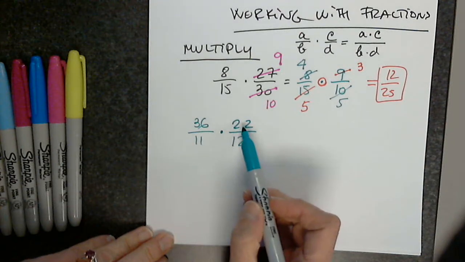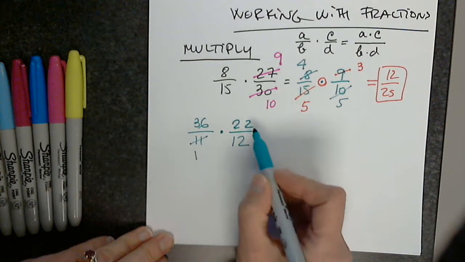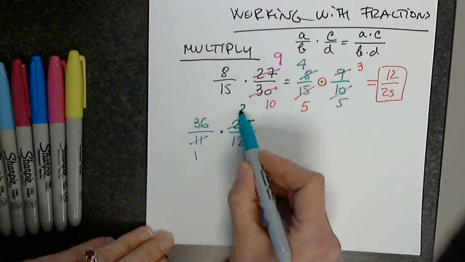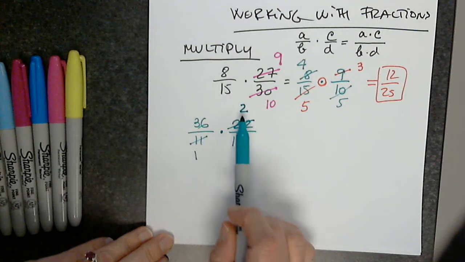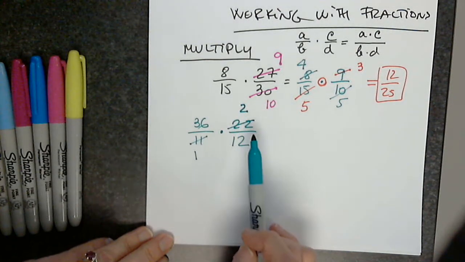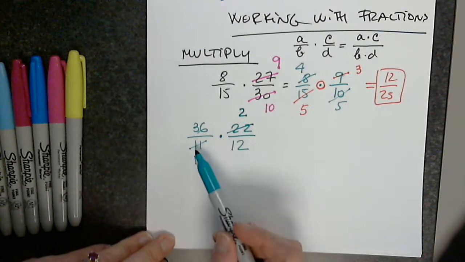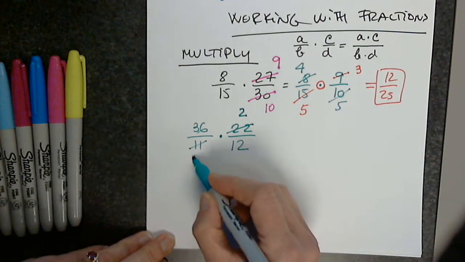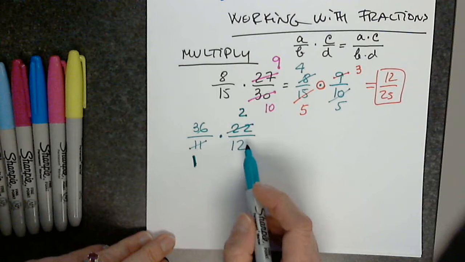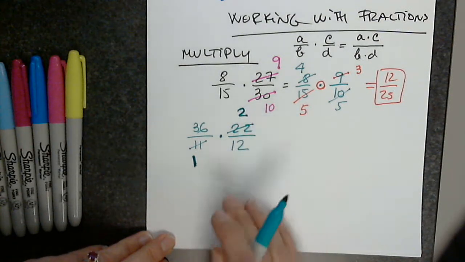11 and 22. 11 divided by 11 is 1. 22 divided by 11 is 2. So notice that I write the answer. I don't write what I divide by. So 11 divided by 11 is 1. 22 divided by 11 is 2.